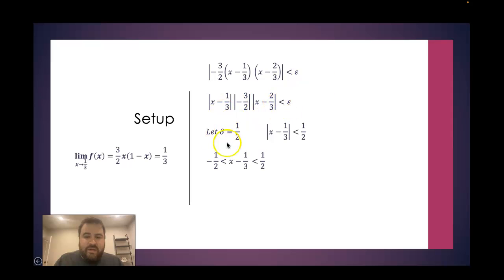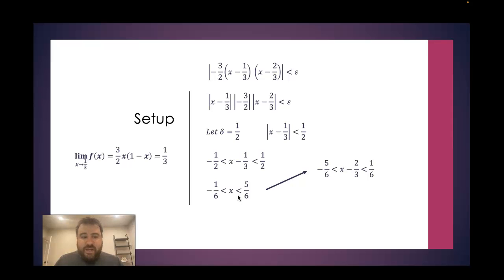And from here, we can manipulate this by adding things, or subtracting things, or multiplying things to each piece. So let's start by isolating x by adding 1/3 to each side. That gives us negative 1/6 is less than x, which is less than 5/6. And since we've got x isolated, we are going to build that back into this expression. So we start by subtracting 2/3 from each piece. That gives us negative 5/6 is less than x minus 2/3, which is less than 1/6.